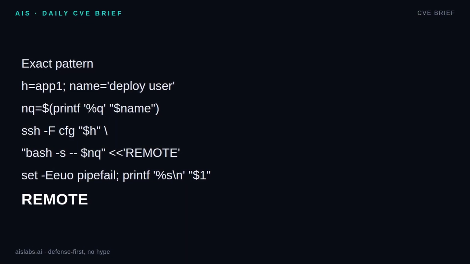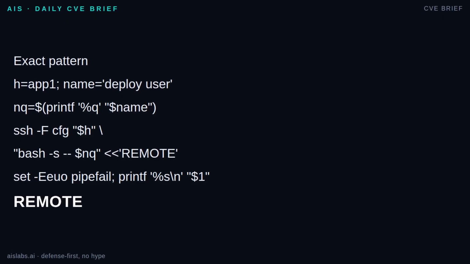Here is the compact pattern. The first line sets a host and a local value containing a space. The second line turns that value into a shell-safe token using printf %q. The SSH line uses your client config with $F, connects to the host, and runs remote bash reading its script from standard input. The escaped value becomes positional parameter 1 after the double dash. The heredoc delimiter is quoted: single quote REMOTE single quote. That is the important part. It prevents local $ signs inside the block from expanding on your laptop. The remote bash then enables strict mode and uses $1 normally.